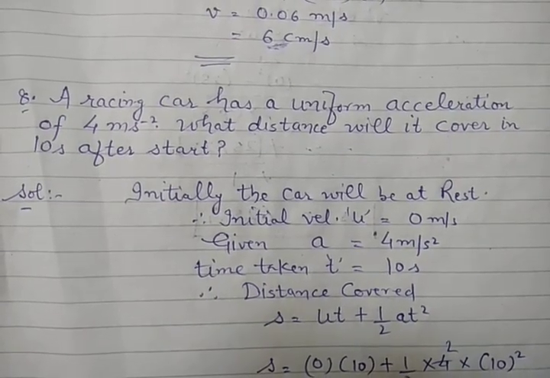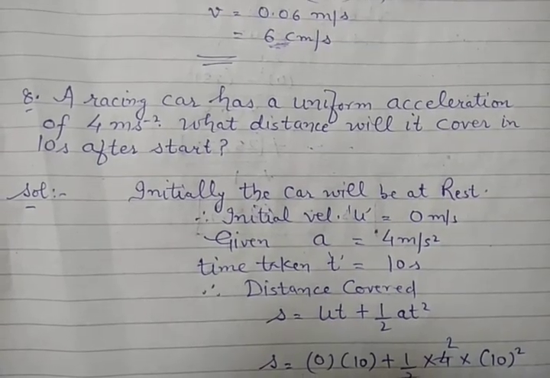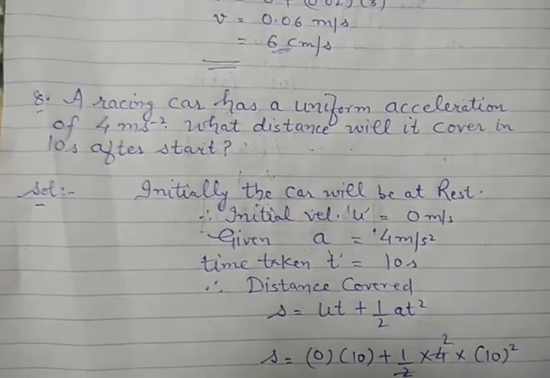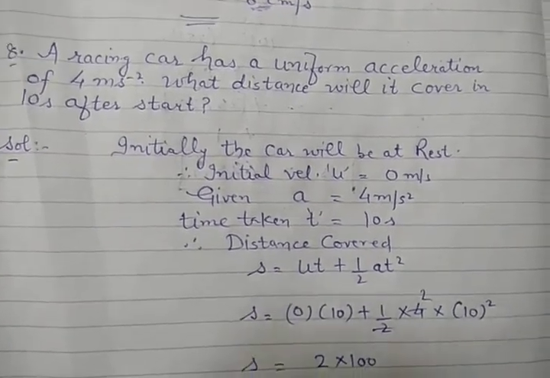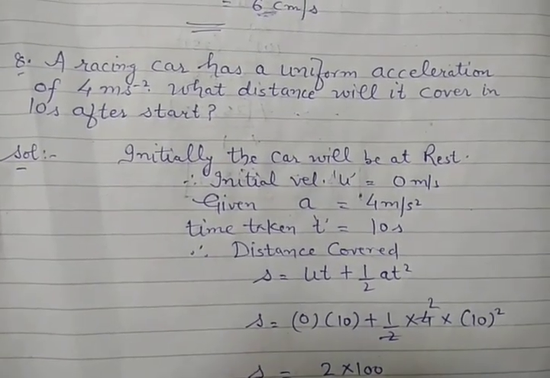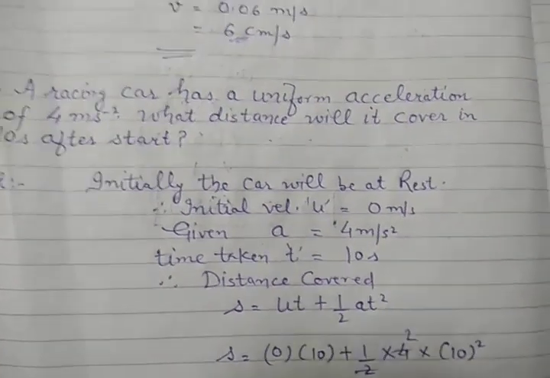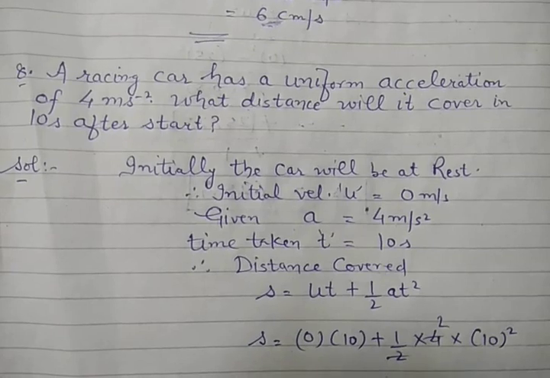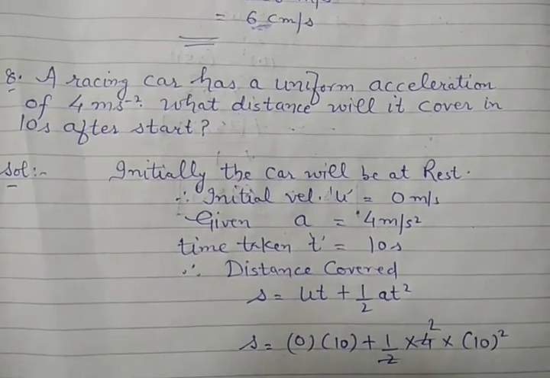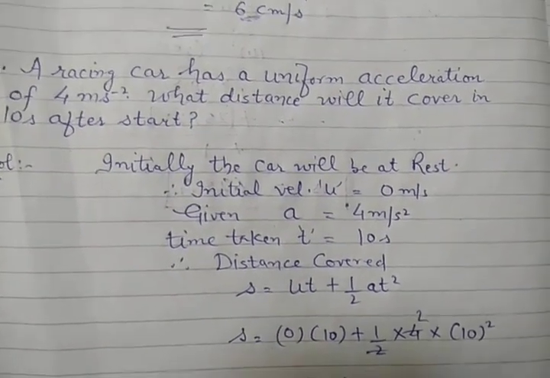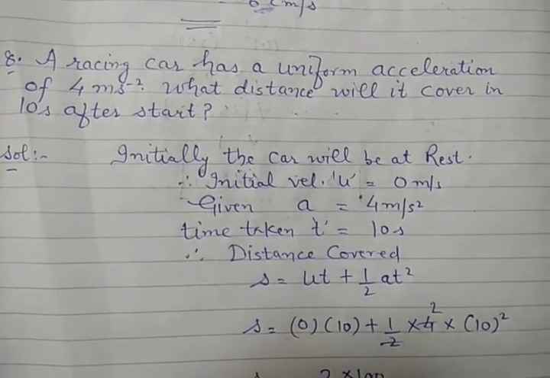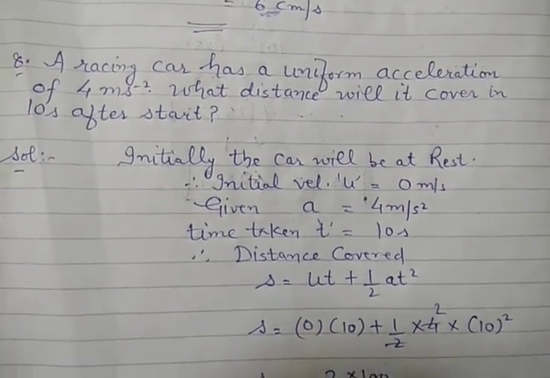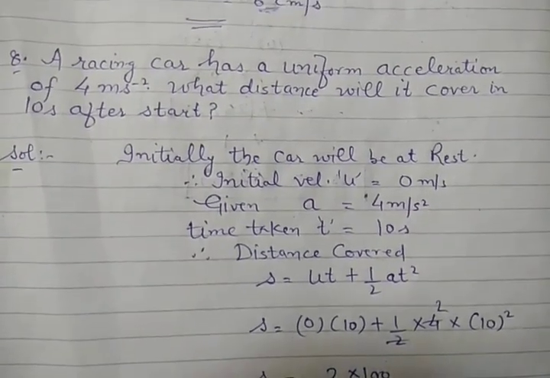A racing car has a uniform acceleration of 4 meter per second square. What distance will it cover in 10 seconds after the start? So initially, again the car will be at rest, so initial velocity will be 0. Now given the acceleration is 4 meter per second square and the time taken is 10 seconds. So for the distance covered, time is given, acceleration is given and initial velocity is there with me.